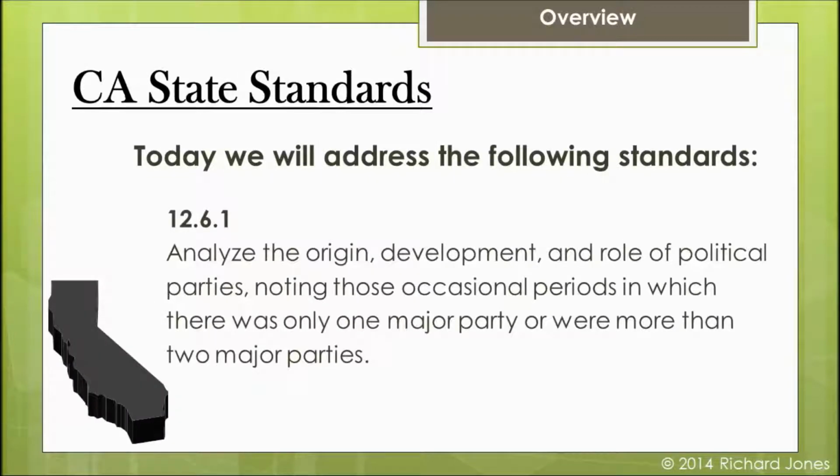If we're looking at the California standards, we're actually talking about California Standard 12.6.1. This asks us to do the origin, the development, and the role of political parties. Now, you'll notice in the table of contents there, I didn't mention the role. That's because you're actually going to do that on your own during the independent practice. So our lesson is going to talk more about the origin and the development.